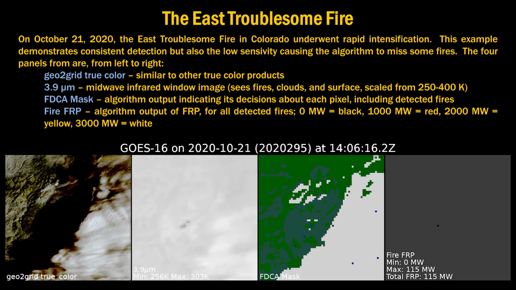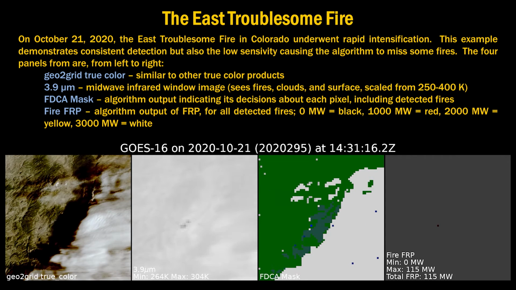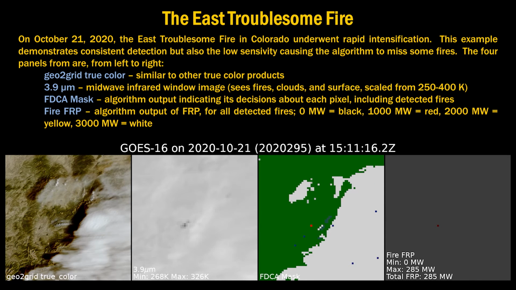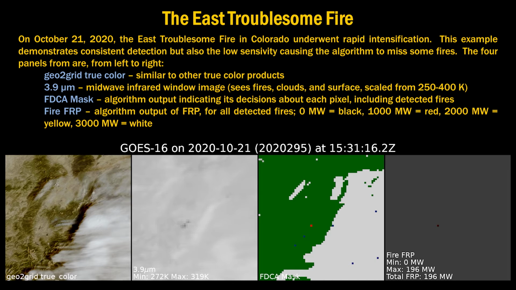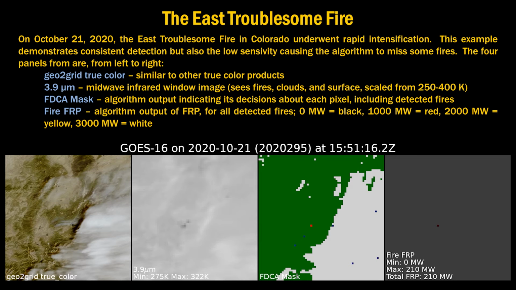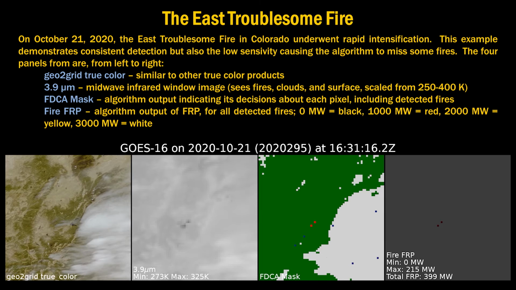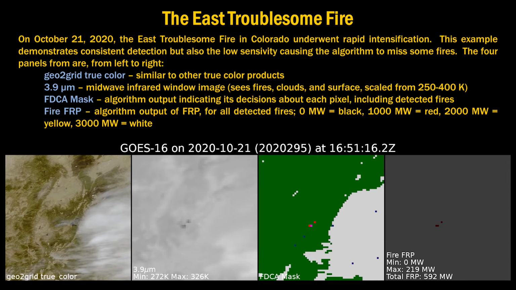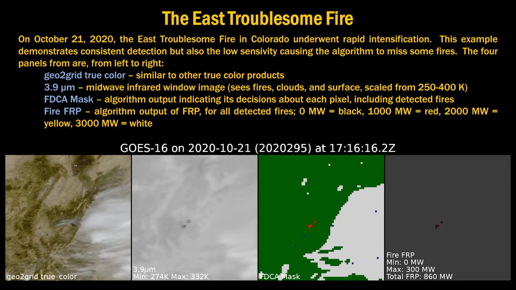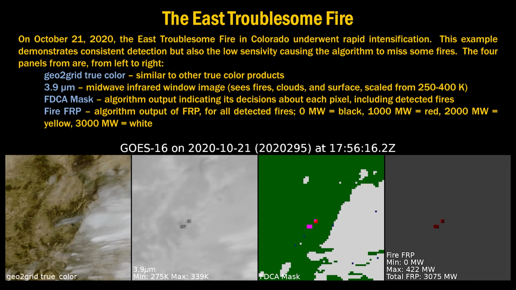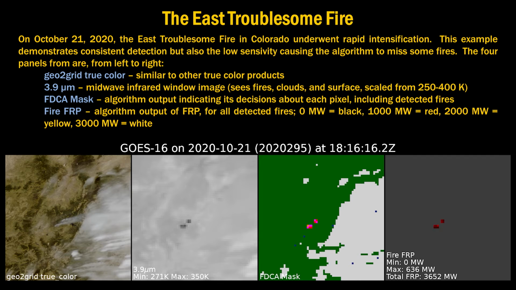The East Troublesome Fire. On October 21, 2020, the East Troublesome Fire in Colorado underwent rapid intensification. This example demonstrates consistent detection, but also the low sensitivity causing the algorithm to miss some fire pixels. The four panels are GeoTrueColor, 3.9 micron midwave infrared window. This one is scaled from 250 to 400 Kelvin to show the entire range of the fires.